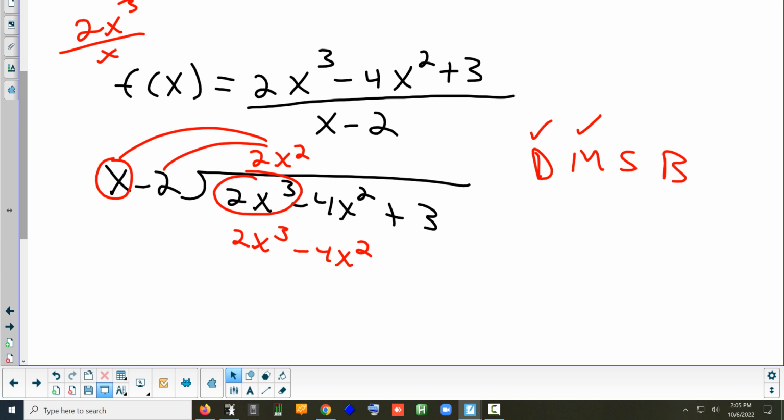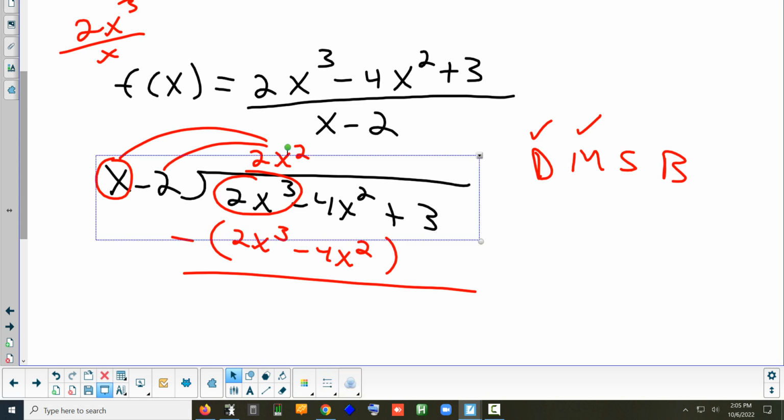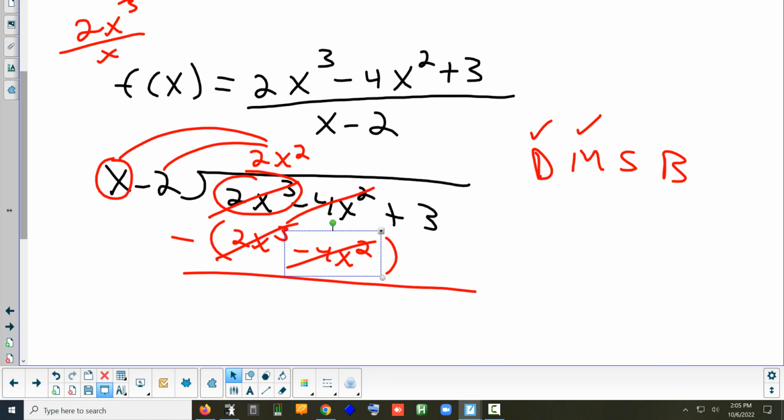So there's that step. What's the next step after multiplying? You're going to subtract. If you've done this right, something should cancel right now. They both should cancel. 2x cubed minus 2x cubed. Negative 4x squared minus negative 4x squared. That also cancels. That doesn't always have to happen, but if it does happen, that means we're now done. So that sped things up.